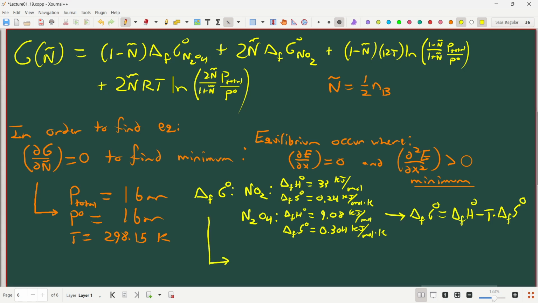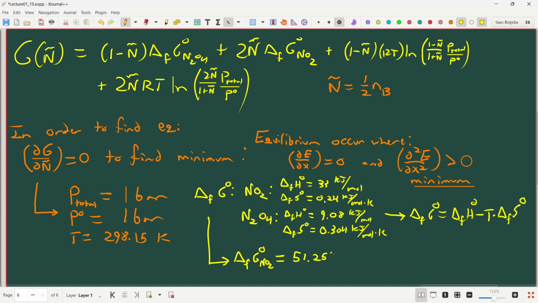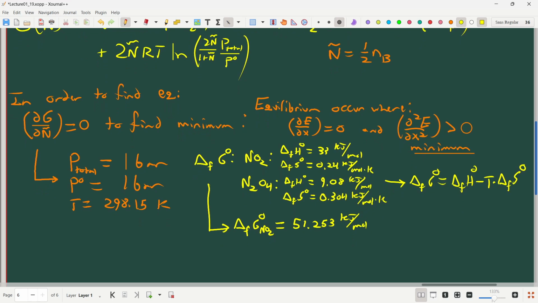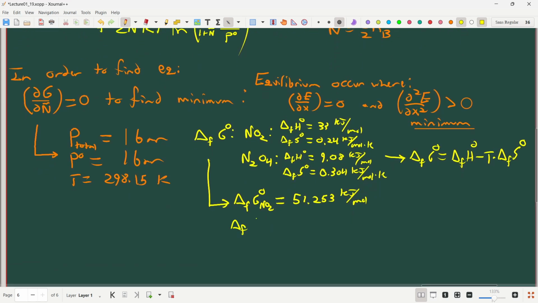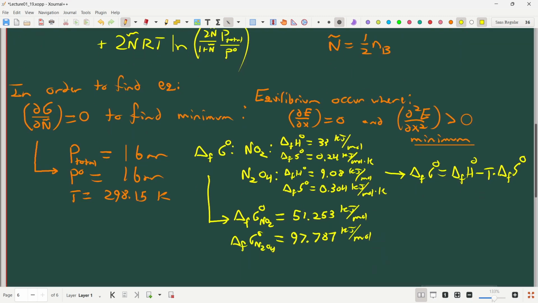And what we get, again, not too hard for you to do these numbers: delta G of formation of NO2 is equal to 51.253 kilojoules per mole, and delta G of formation of N2O4 is 97.787 kilojoules per mole. Okay, so which way did we do this reaction again?